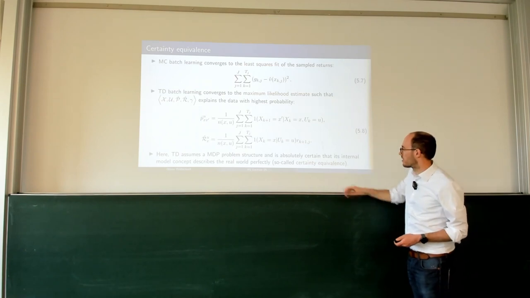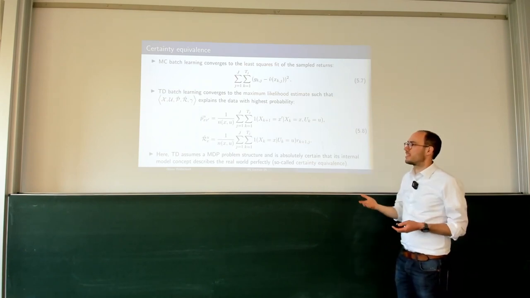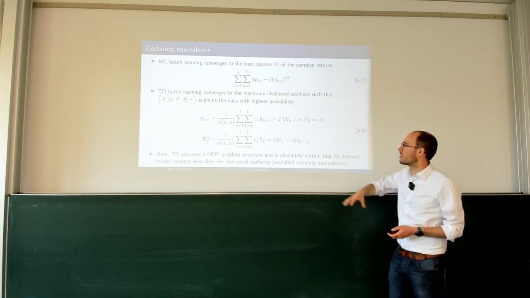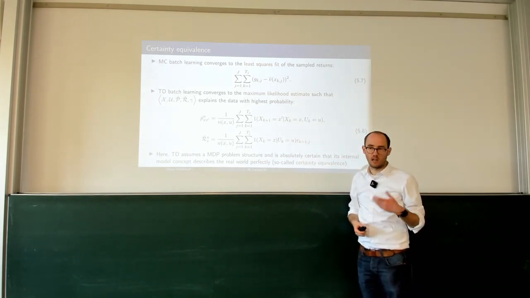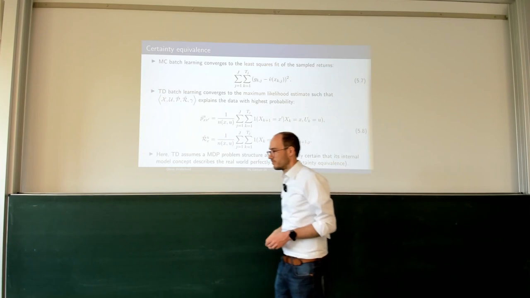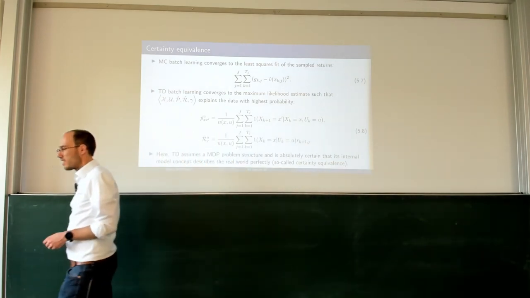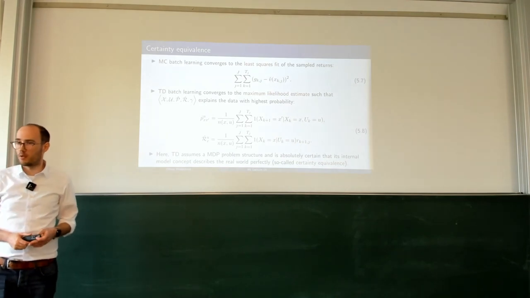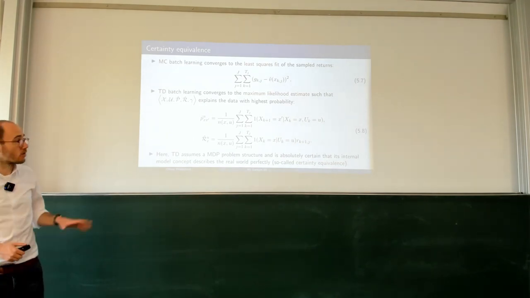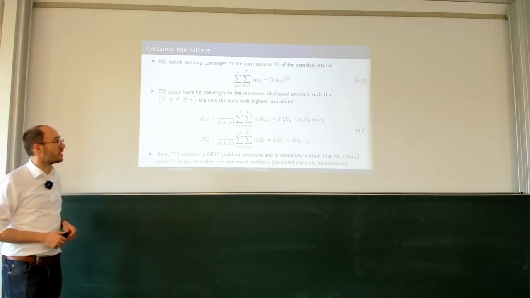Yeah, and we call this the certainty equivalence, which is basically, in simplified words, that it does bootstrapping and therefore applies this MDP knowledge under the hood. And that's basically the second big difference between Monte Carlo and TD, which is summarized here on the slide.